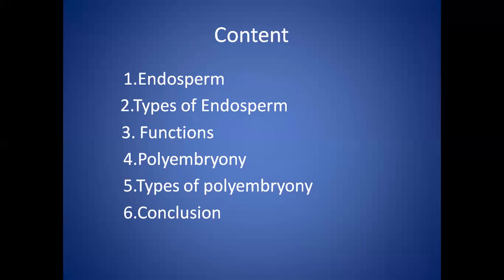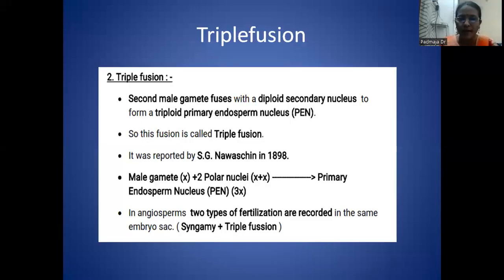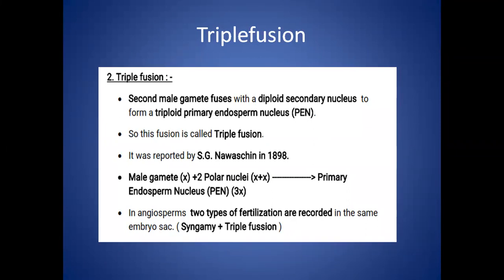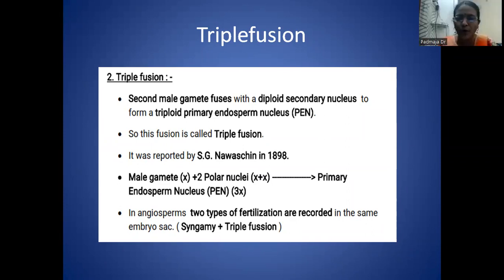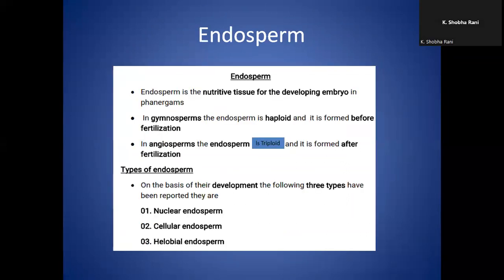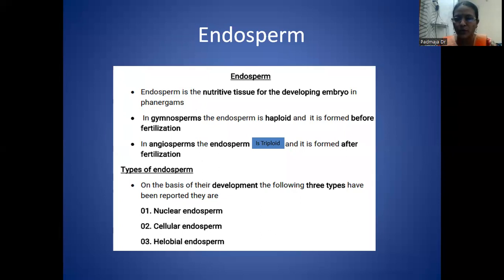So, when we are entering into our class, a brief idea regarding the formation of endosperm. One of the male gametes in the pollen tube unites with the two polar nuclei. As a result, endosperm is formed. This is 3N or 3X in number, that means by the triple fusion, and the end product is known as the endosperm.